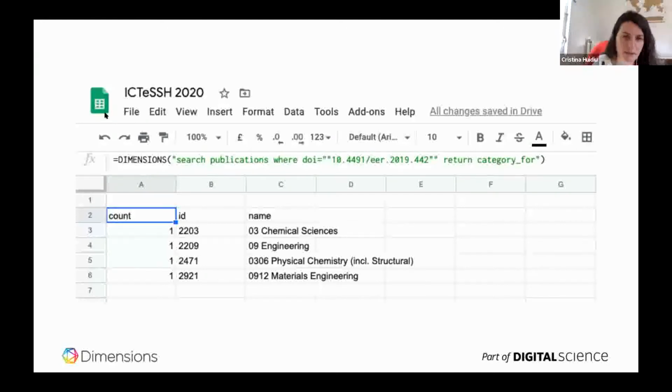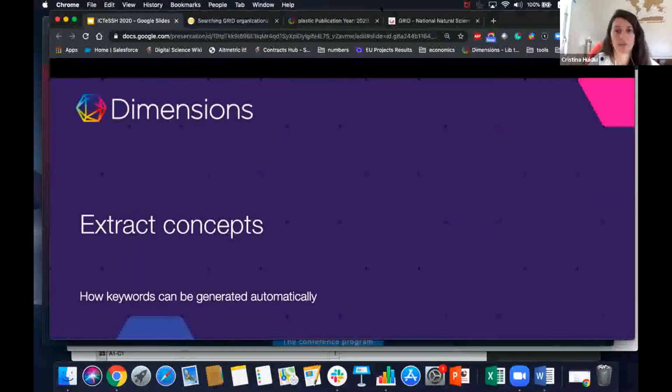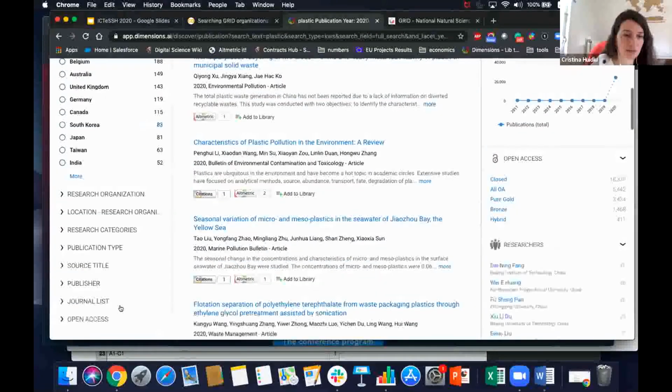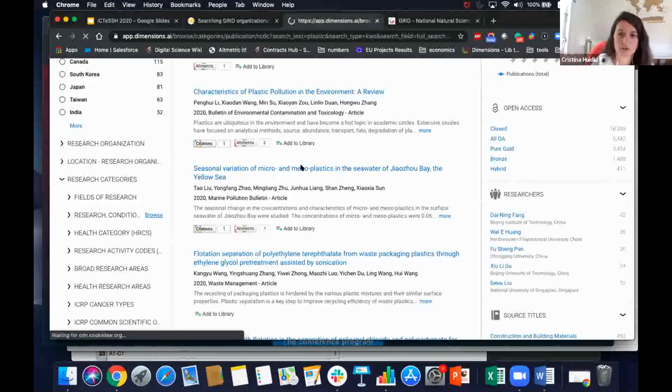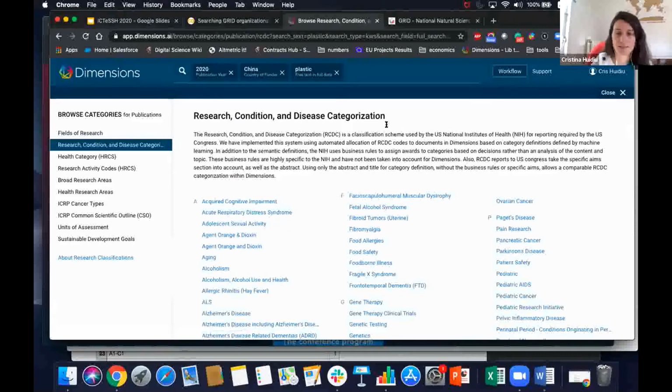Do you supply classifier metrics? Well, the metrics are based on these categorizations, particularly the FOR and the RCDC. The RCDC, oh, I never can remember what RCDC stands for. It is a medical classification used by the NIH in the US, which I guess stands for something. Let's just rely on what is actually written rather than my own memory, which serves me less and less. Research, Condition, and Disease Categorization. So these two are the primary sources for us calculating metrics.